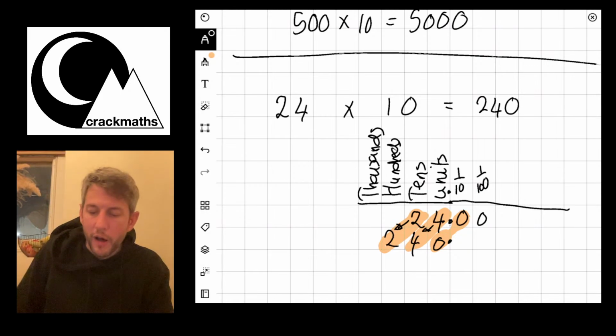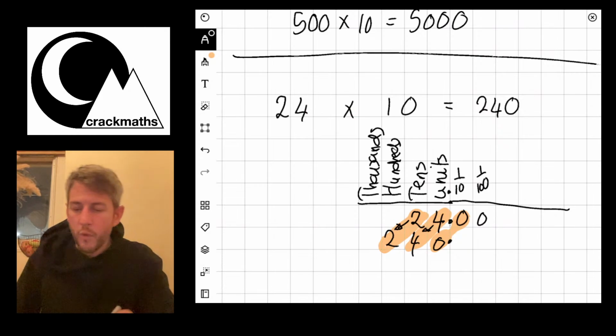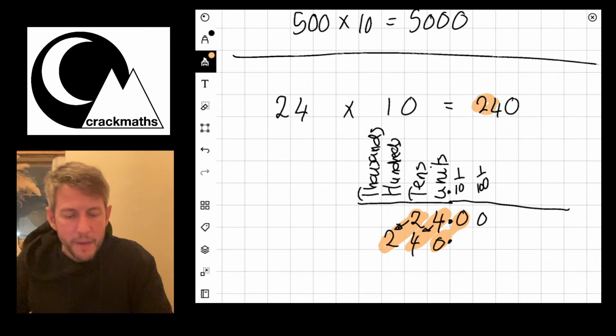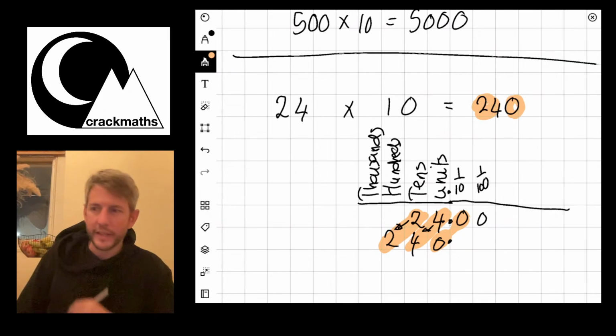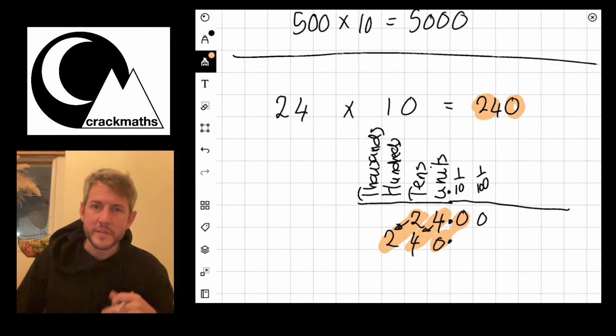Now, if there are no decimals on your number and you've timesed it by 10, what you can notice is we have the number with a 0 on the end. Okay? And that's what happens.